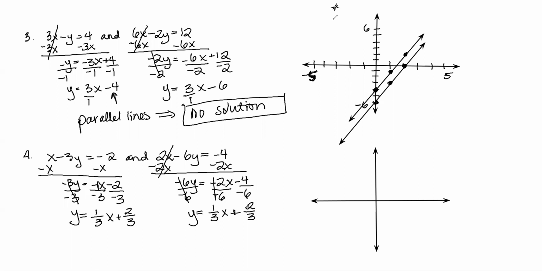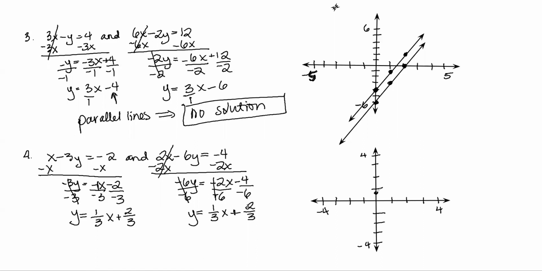But if we go ahead, our y-intercept is 2/3, which means it's not even at 1. I'm going to go out to about 4 on both axes. So 1, 2, 3, 4. 1, 2, 3, 4. And 1, 2, 3, 4. So our y-intercept is 2/3. That's going to be 2/3 of the way to 1.